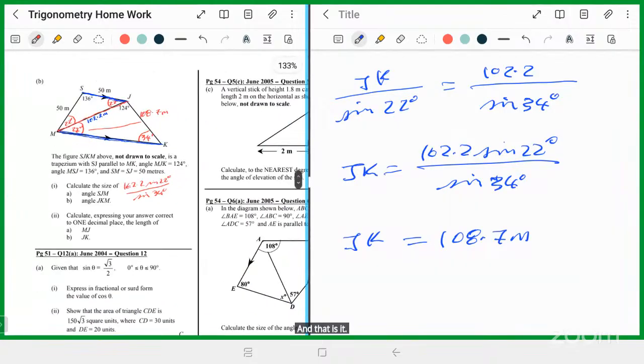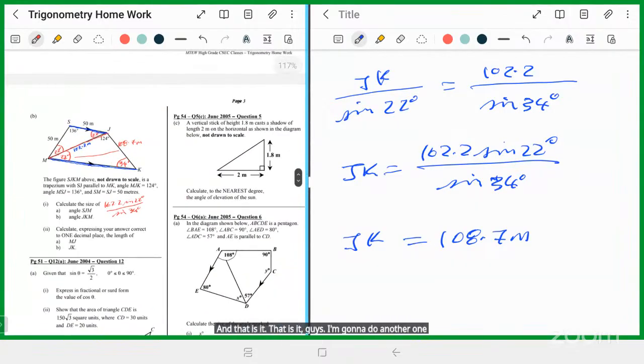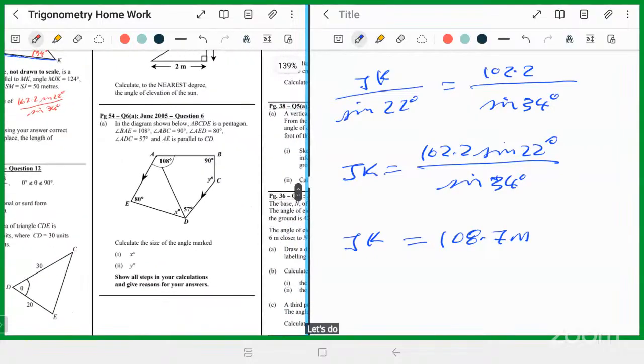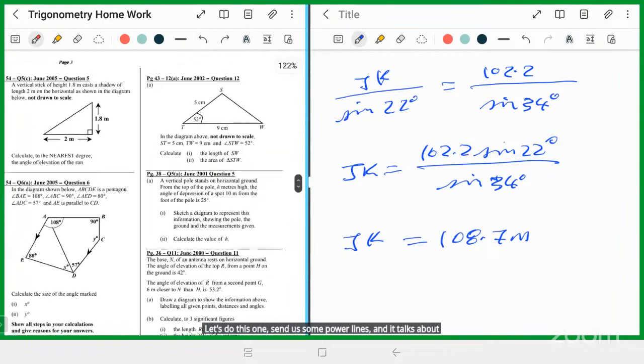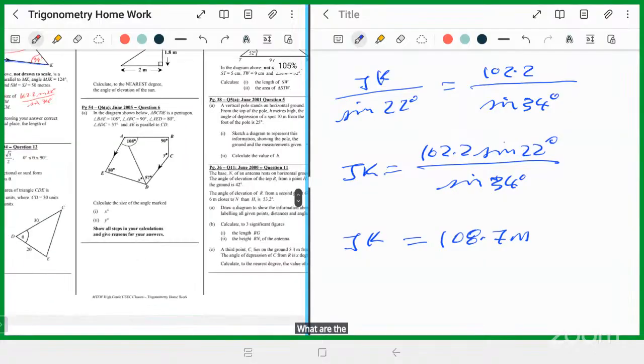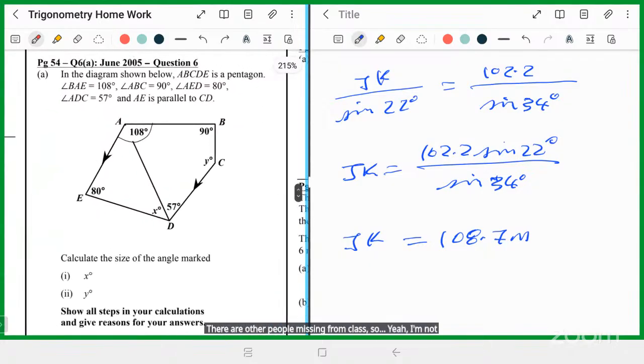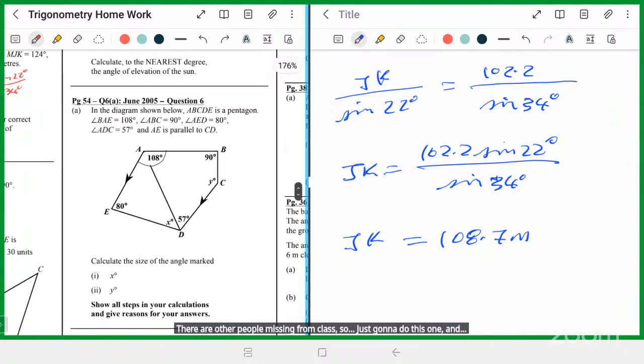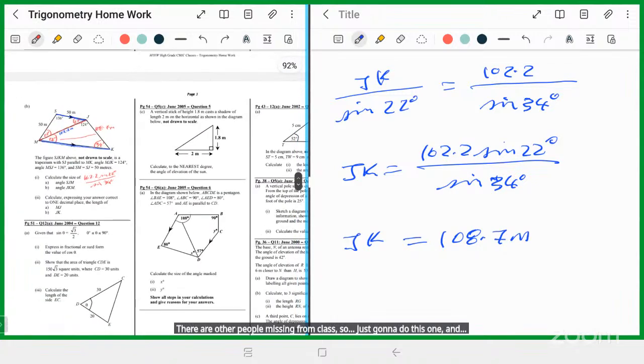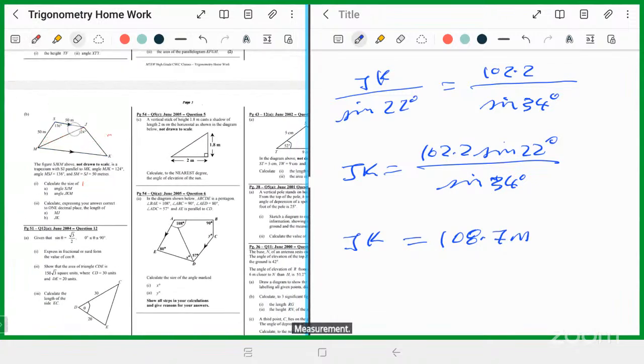That is it, guys. I'm going to do another one. Let's do this one. I have some parallel lines on it as well. I don't have to do too many things today. I don't like that a lot of people are missing from class. So the camera is good. I'm just going to do this one and no more calculations. I'll call it a day, because so many persons are missing. I don't want to be doing too many things. I will pick it up back on Wednesday and Thursday.